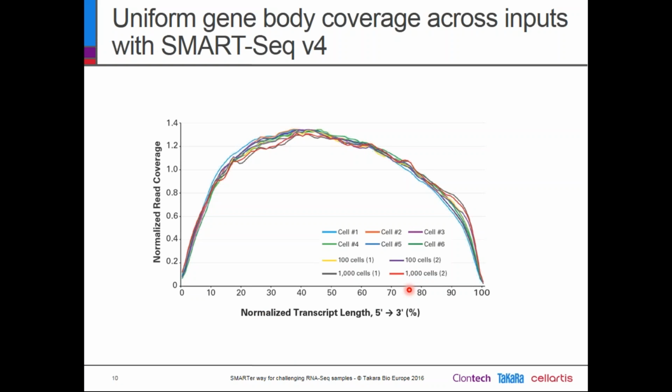We also measure the gene body coverage on the transcripts, and for this experiment we use single cells. As you can see here, we took the 6 single cells in 2 different populations of 100 and 1000 cells, and you can see very nicely that the gene body coverage is very uniform along the transcript.